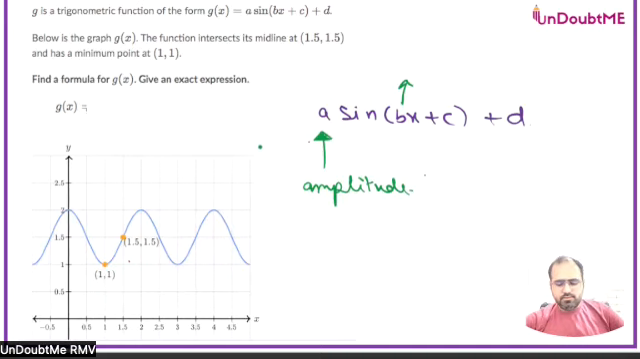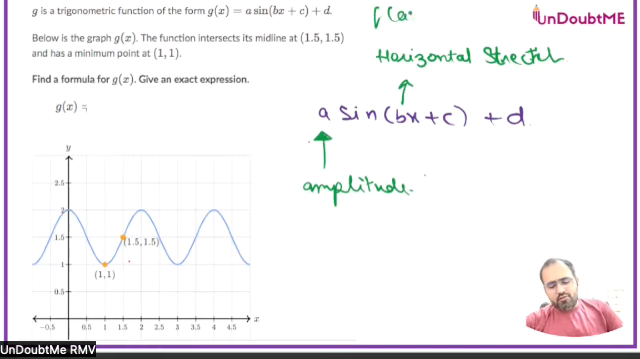I don't know what you call it, but like the distance between the two peaks, I guess. No, b will represent horizontal stretch. When we say f of ax, so what is a? Horizontal stretch. So that is what b is over here.